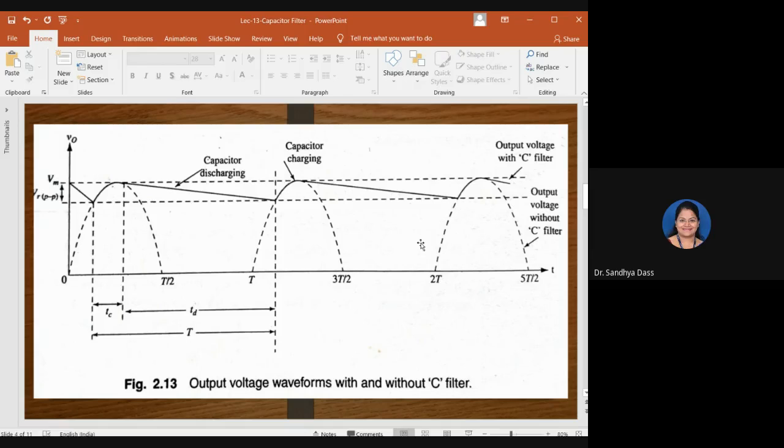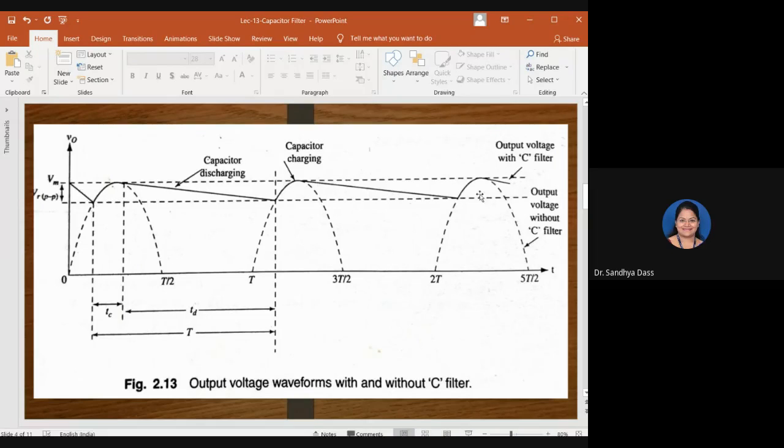Have you understood the working, the operation of the filter? So the output, what you can see: in the absence of filter, in the absence of capacitor, the output would have been varying from 0 to Vm, isn't it? The dotted line is the half wave rectifier output. So you can see the pulsating DC. The output DC is continuously varying with respect to time in the absence of filter.